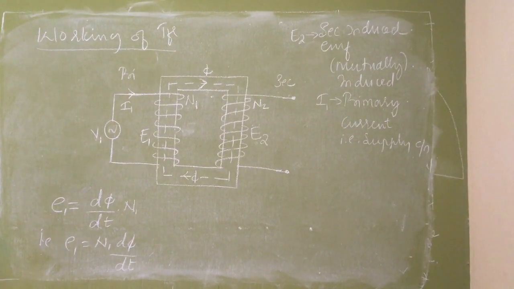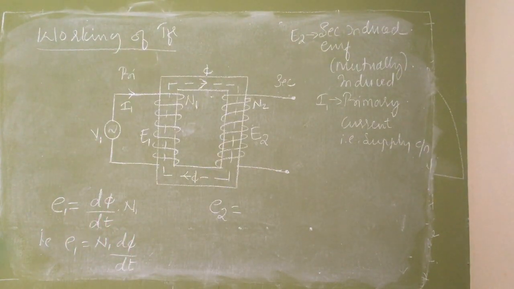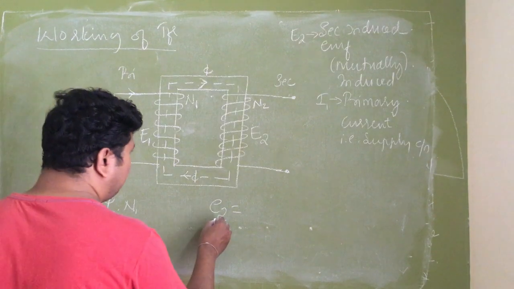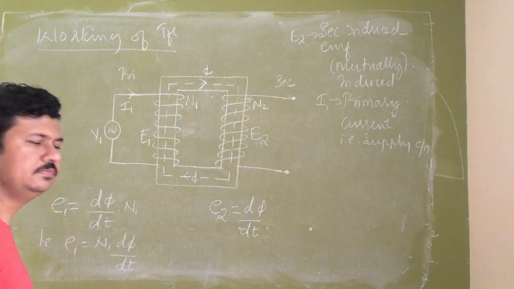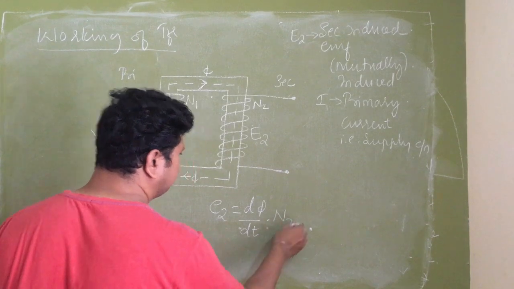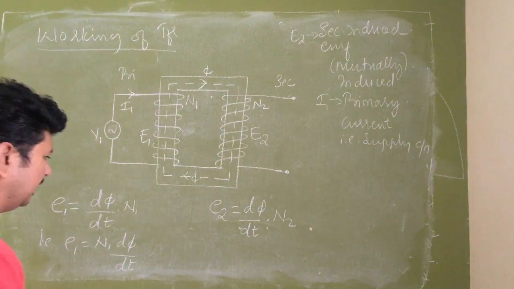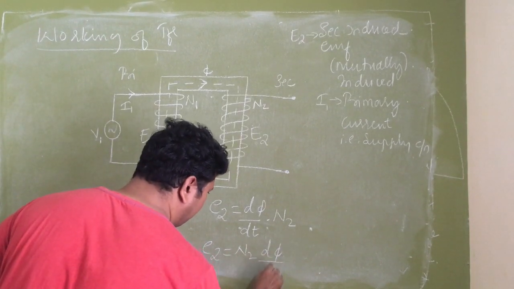Okay. Then what is E2? The same flux phi is linking to the secondary coil. Therefore, the EMF induced E2 is also given by d phi by dt, into N2, because there are N2 number of turns in the secondary. Therefore, E2 is equal to N2 d phi by dt.